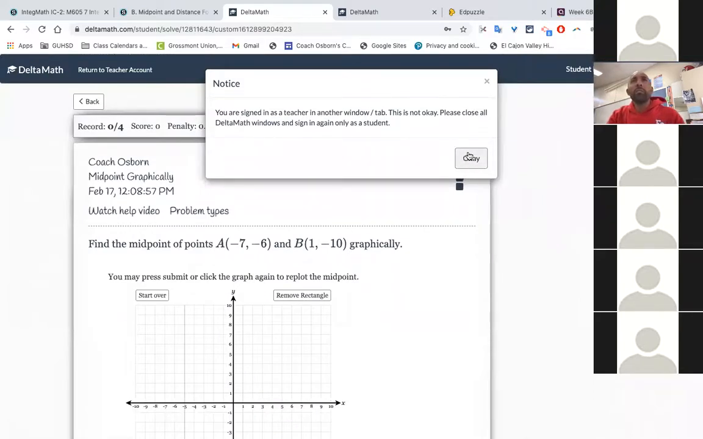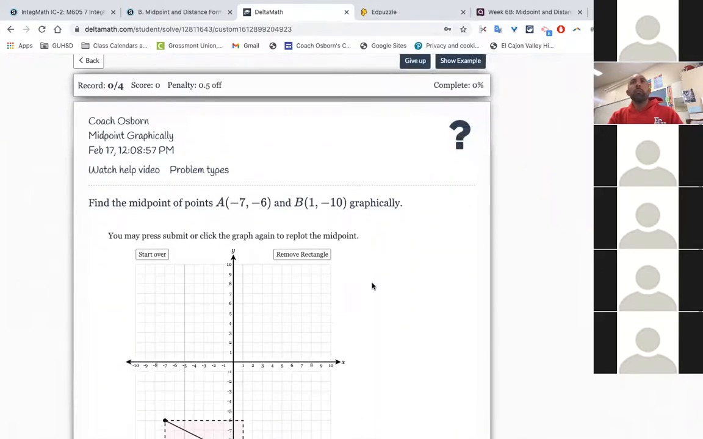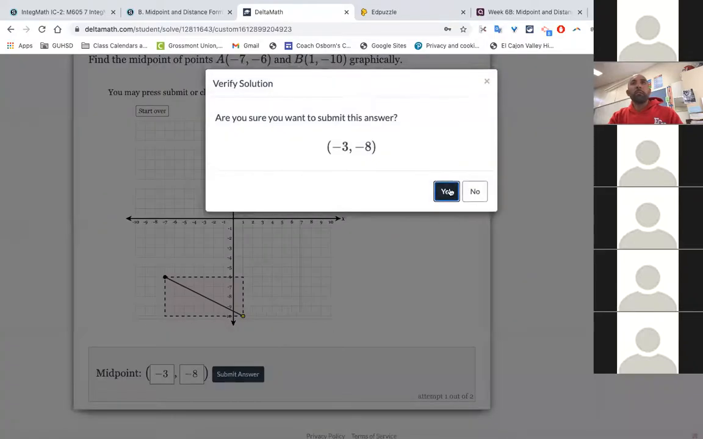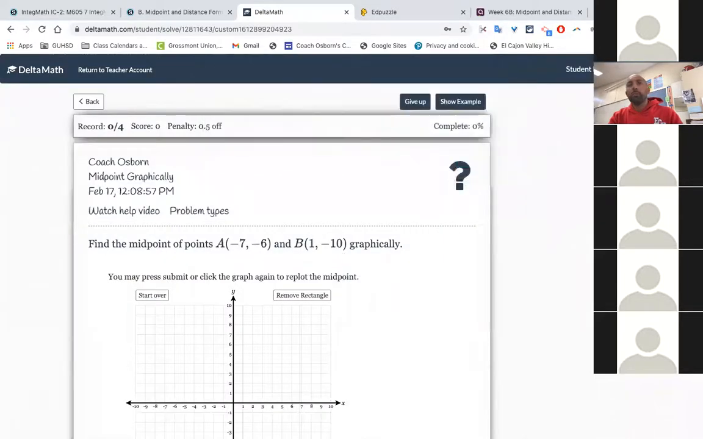I'm signed in as a teacher. It says it's not okay to be signed in as a teacher in another window. All right, let me sign out of that and see what happens. That's weird. Hold on, let me pause for a second.